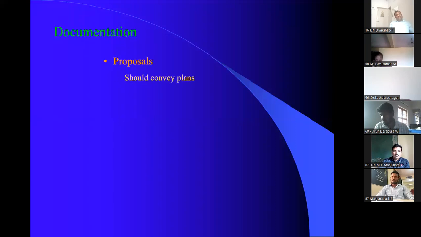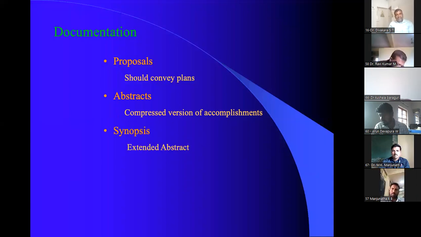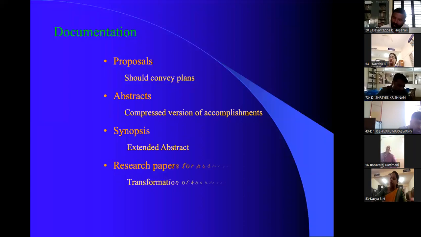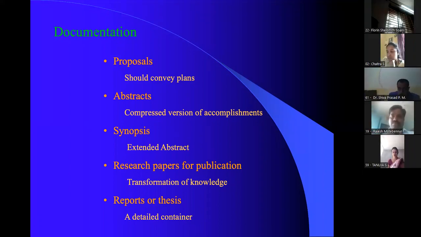So the following are the different types of documents we are talking about in the research process. One is a proposal, another is an abstract, next is a synopsis, right? One more is a research paper, and then a thesis. These are the different types of documents. Proposals, as the name itself indicates, are documents which convey plans of action.